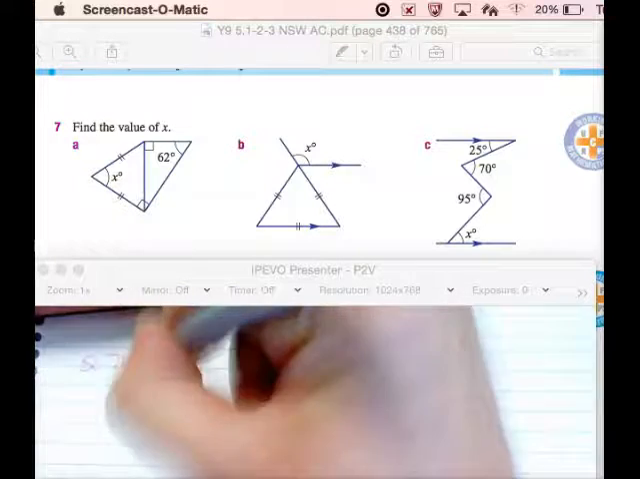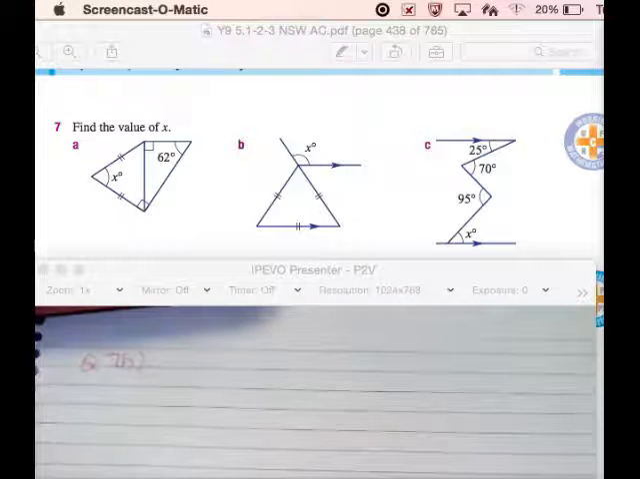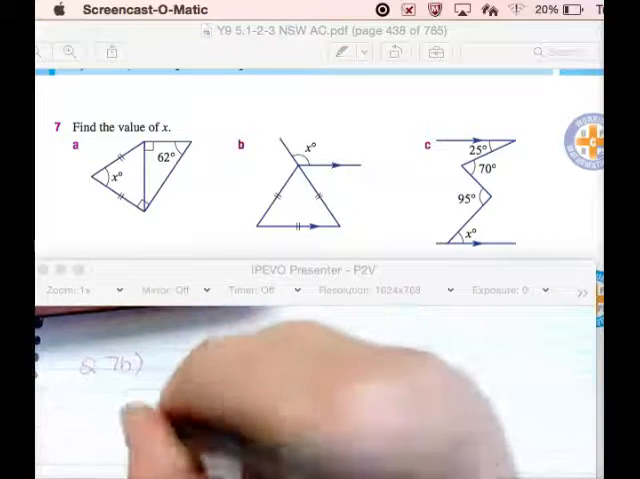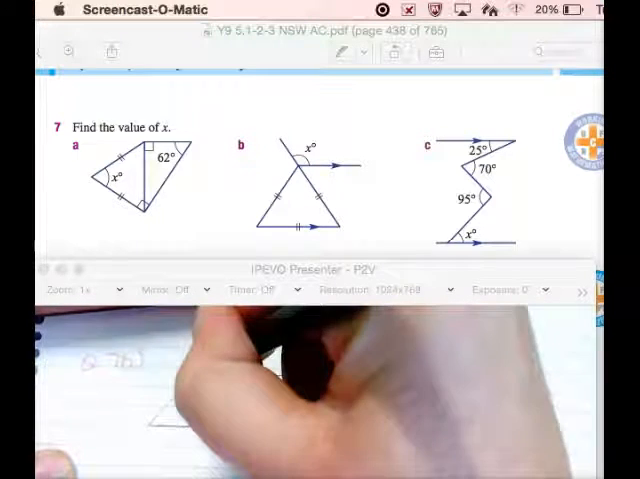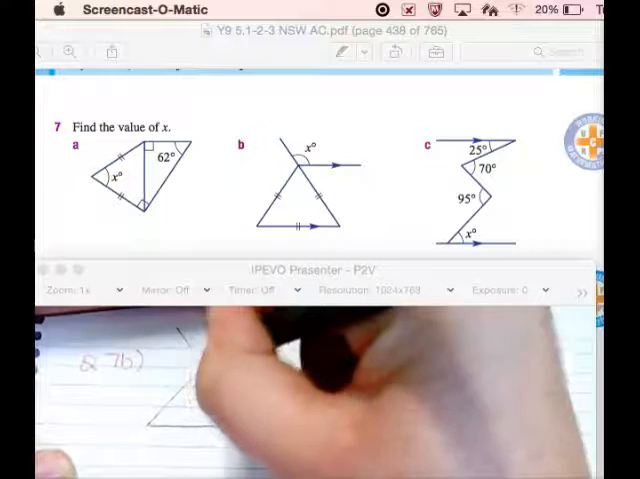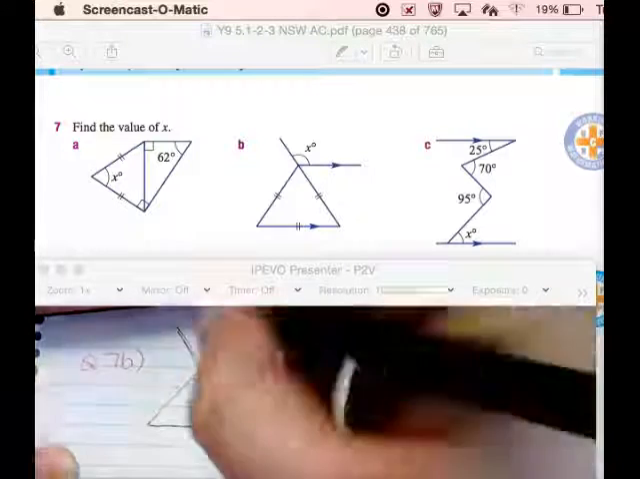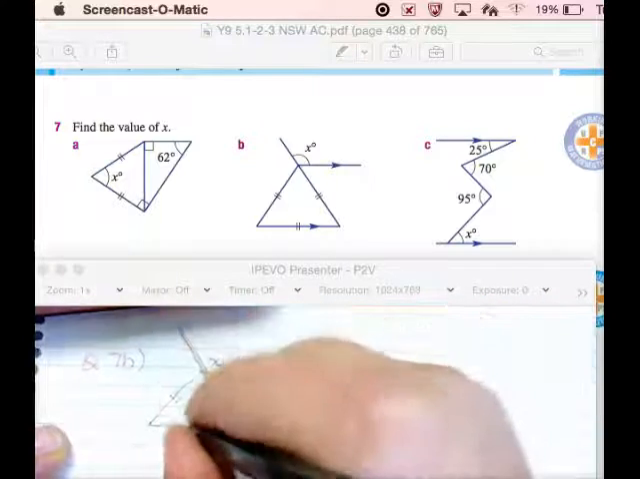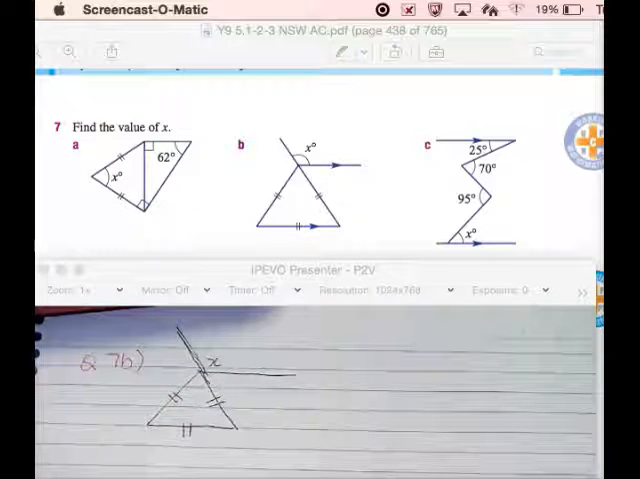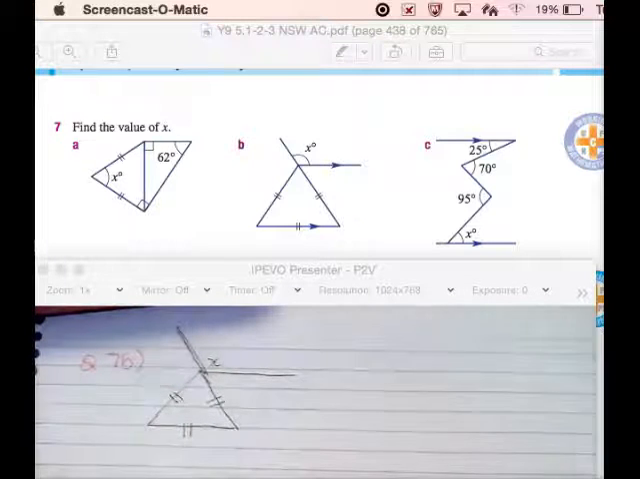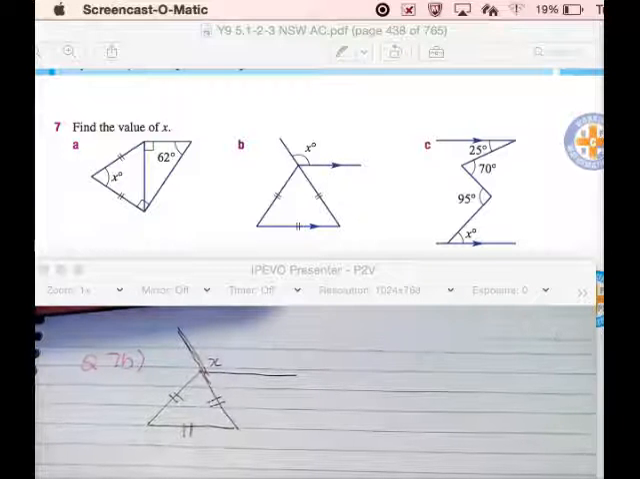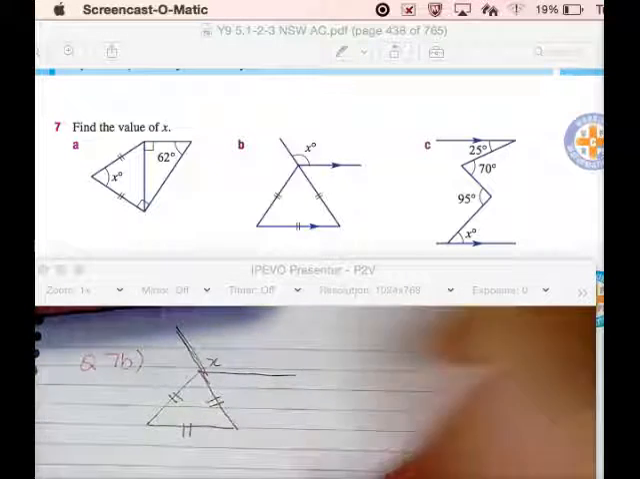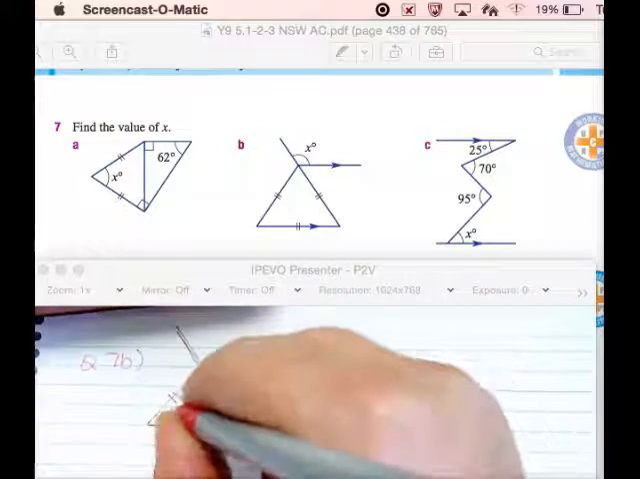Question 7B. Okay, it's not as bad as what you think. You don't seem to have any information, but you do. Girls, in this case, you might want to put little a, little b, little c's or something like that. I don't mind where you put it.